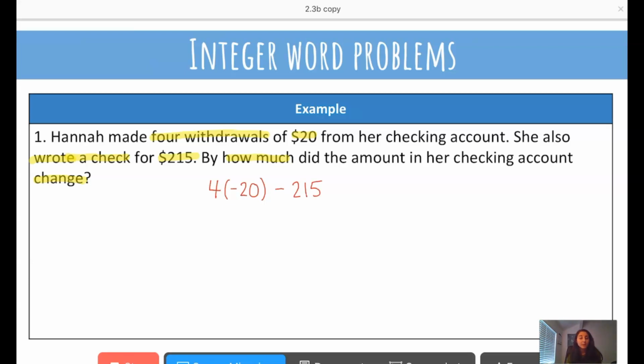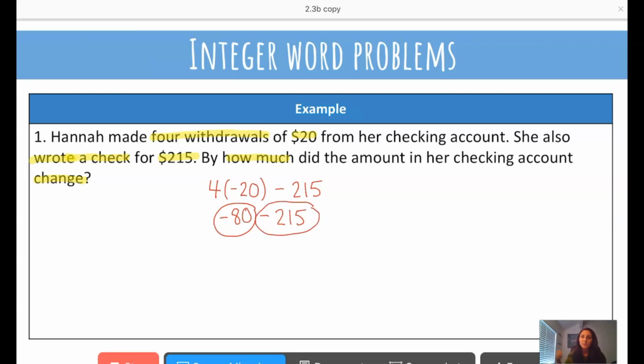Now we can simplify the expression to see how much her account changed overall. Okay, so first she took out money 4 times, and every time she took out $20. So 4 times negative 20 is negative 80, right? She took out $80 from those 4 withdrawals. Then she also wrote a check for $215. So we're going to subtract 215. So we have the negative 80 from the 4 withdrawals, and then the negative 215 from writing a check.